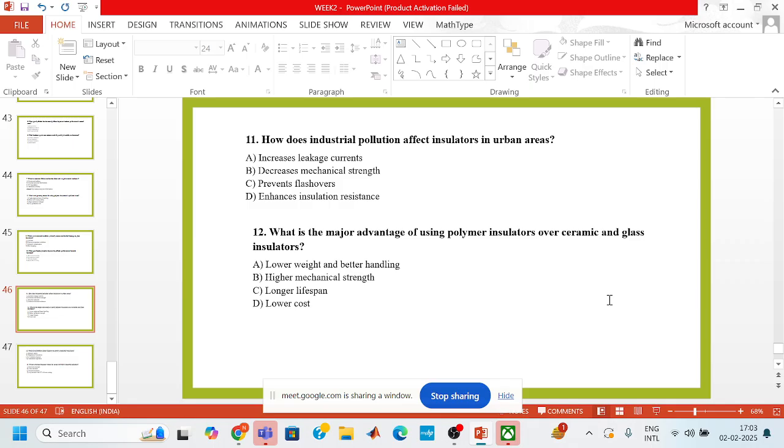Now, question number 12 is, what is the major advantage of using polymer insulators over ceramic and glass insulators? What is the major advantage? Why are we using it? Option A is lower weight and better handling. B is high mechanical strength. Third is longer lifespan. Fourth is lower cost.